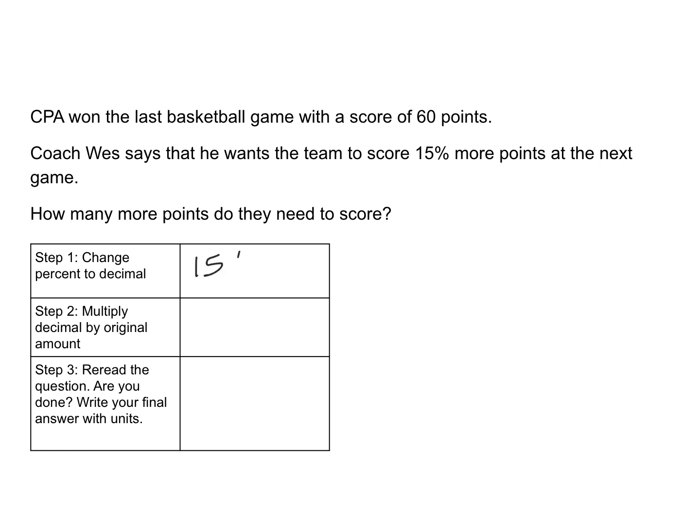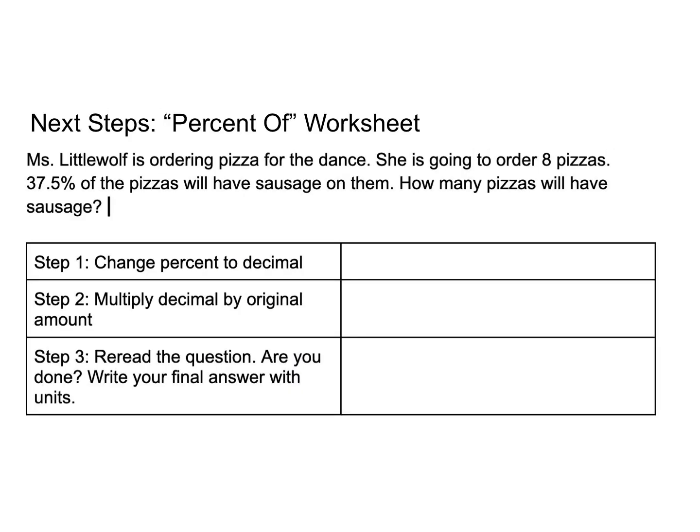So we're going to change our percent to a decimal. Then we are going to multiply the decimal by our original amount. You can put that into a calculator and you will get 9. So 9 points. So they need to score 9 points more than their last game if they want to score 15% more points. Your next step is to go on to the practice problems on the next page.